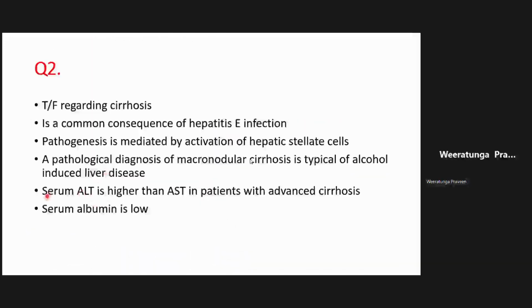4 is wrong. It is the other way around. AST is higher than ALT. Serum albumin is low. So remember, transaminases are not in the thousands. They are usually slightly above normal. Right? And in that you see AST higher than ALT. There is a reason for that. The two enzymes come from a different set of hepatocytes, right?